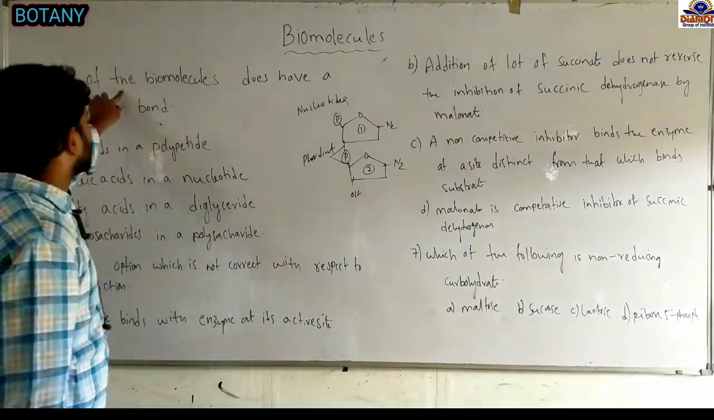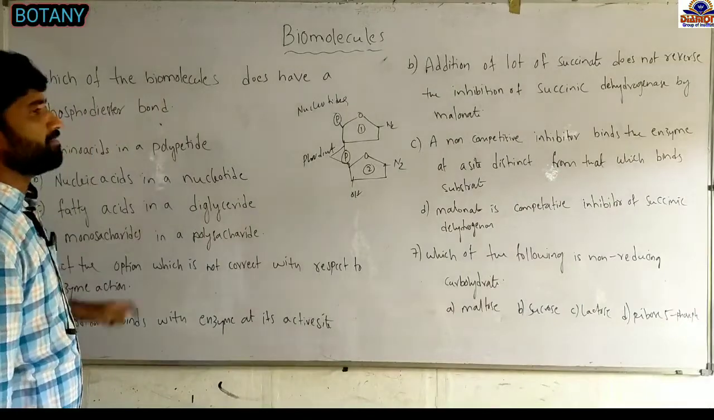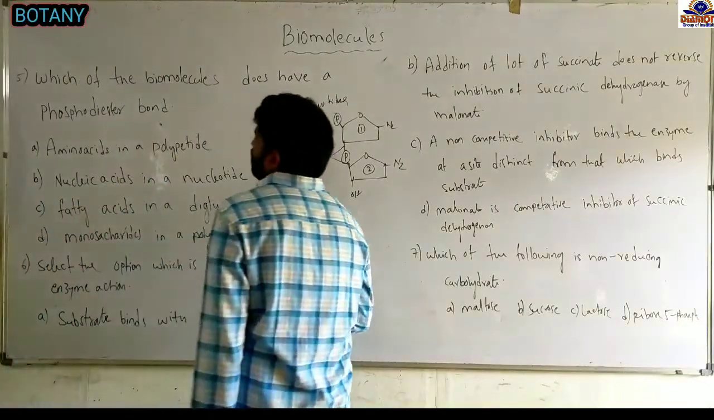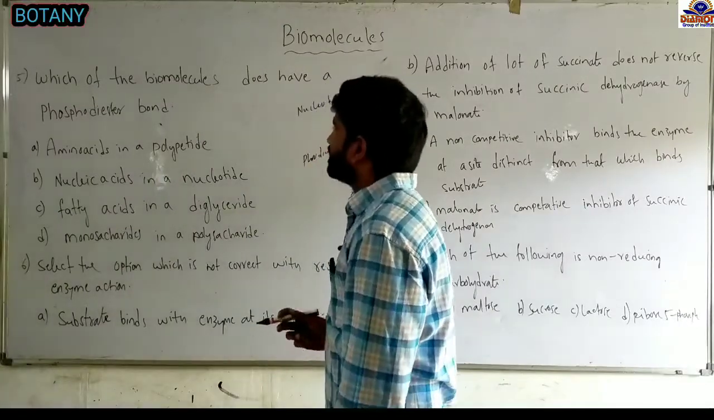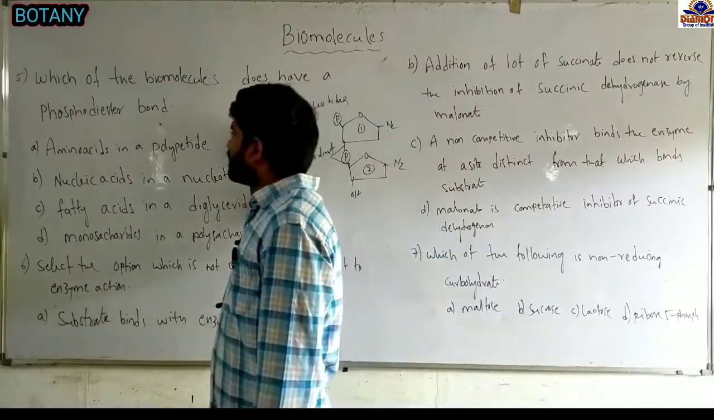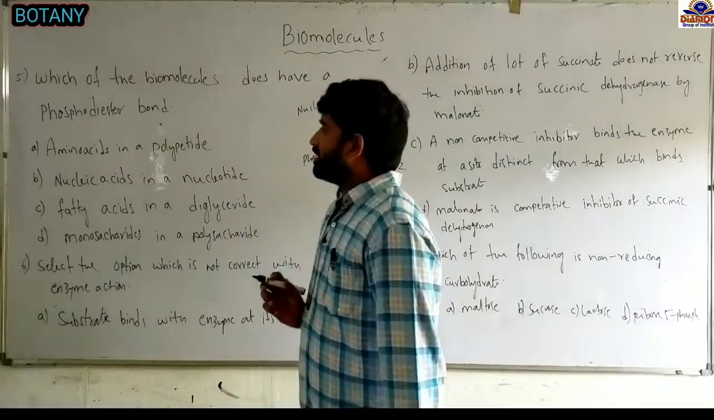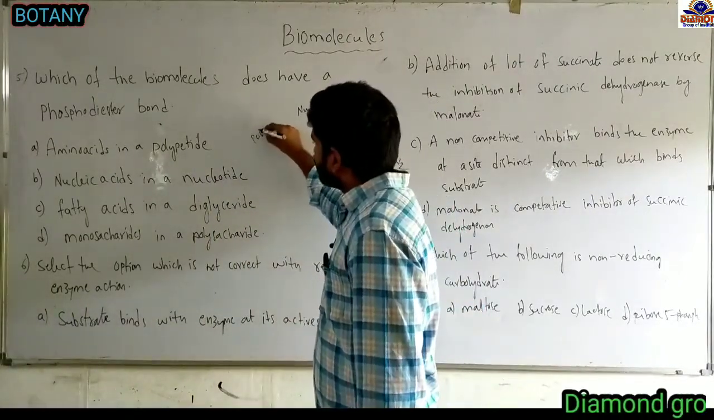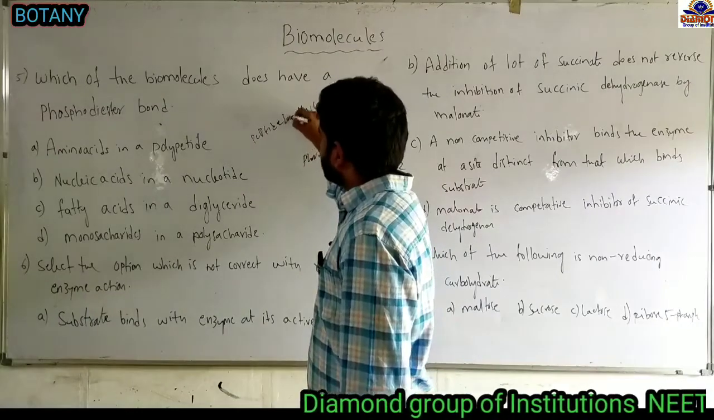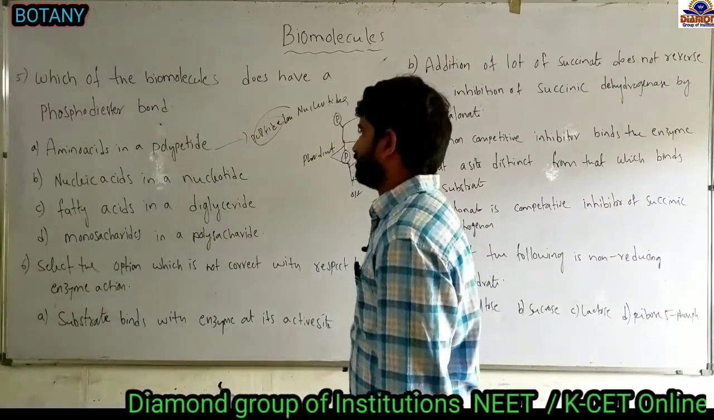Now, which of the biomolecules has a phosphodiester bond linkage? The options: A, amino acids in a polypeptide. Amino acids are connected together in a polypeptide chain by the peptide bond. The peptide bond is present in a polypeptide chain.